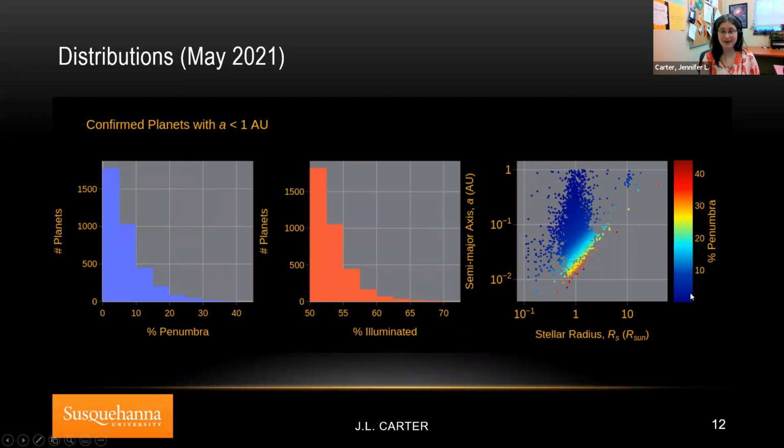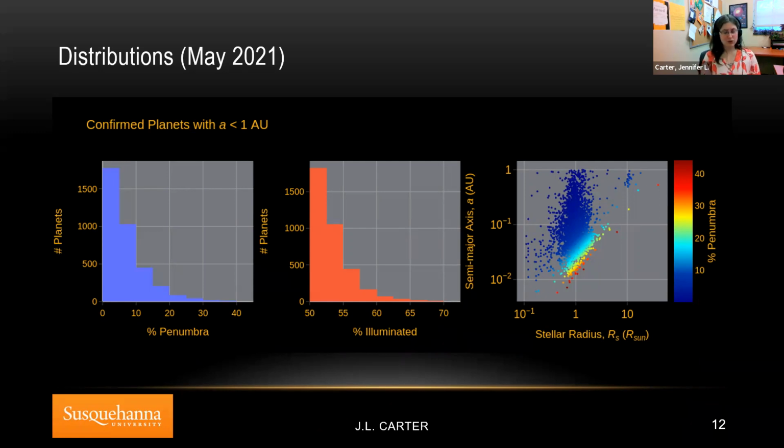Finally, we have this scatter plot, and I like this because it gives us a bit of a sense of size and location of these exoplanets. This is semi-major axis versus stellar radius. The color corresponds to percent within the penumbral zone. Here, it's very clear that the majority have a penumbral zone of 10% or less, but we have quite a number with greater penumbral zones. And right here, we have one of the largest, I believe that is the 70-ish percent one we saw earlier for K2-18 3b.